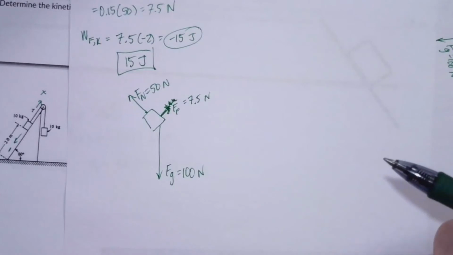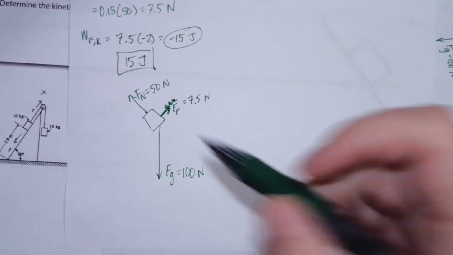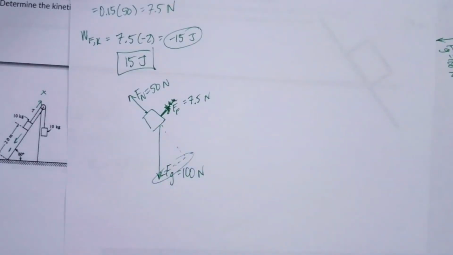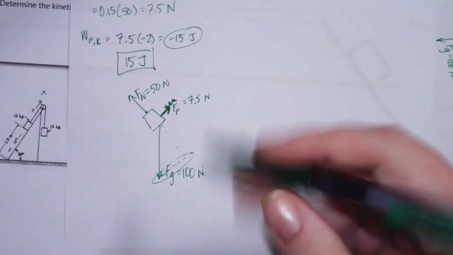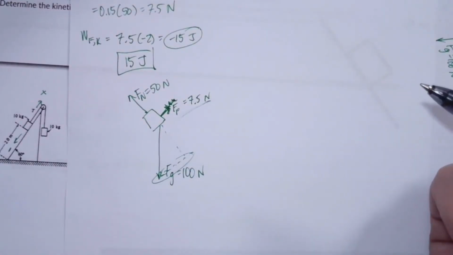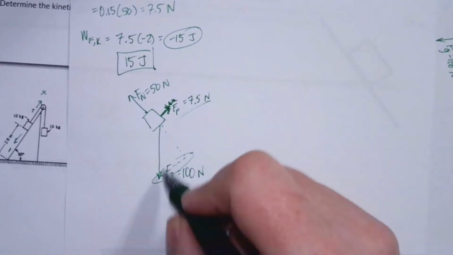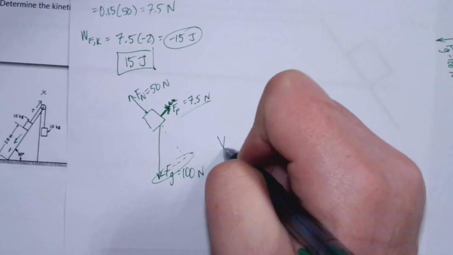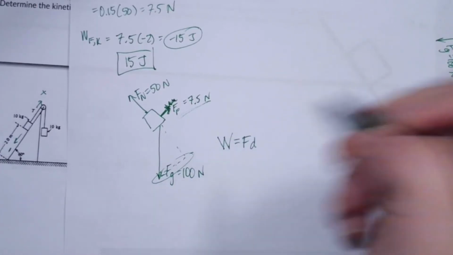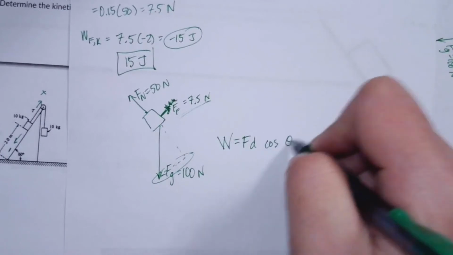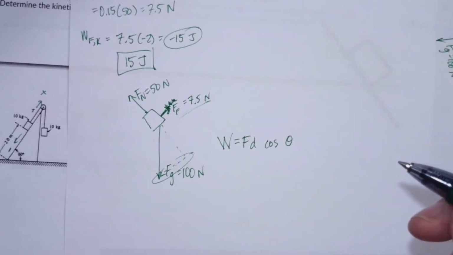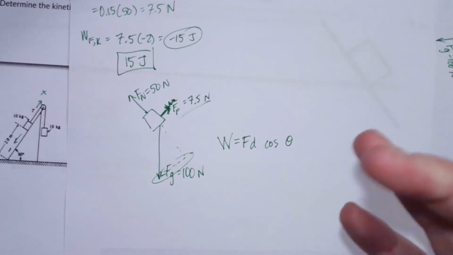All right, so the two forces that do work: force of gravity does work. A component of it does work, right? This component does positive work because it's pointing in the same direction as the motion. This does negative work, which we already calculated to be negative 15. This component is going to be Fg sine theta. Work equals Fd cosine theta, where theta is the angle between the motion and the force.